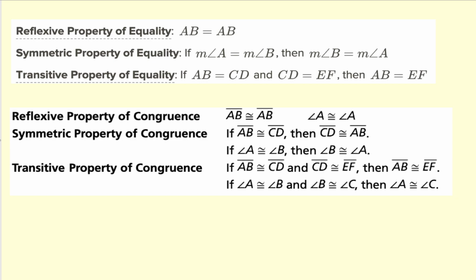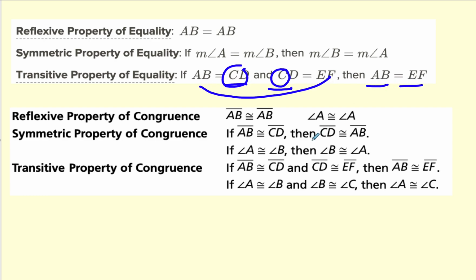Let's take a look at what we've been doing using distance and using angles. And let's talk about some vocabulary used in Algebra 1. Reflexive means something is equal to itself. Symmetric means that if something is equal to something else, then they're equal in reverse. And transitive means if two things are equal to the same thing, then these two things must be equal to each other.